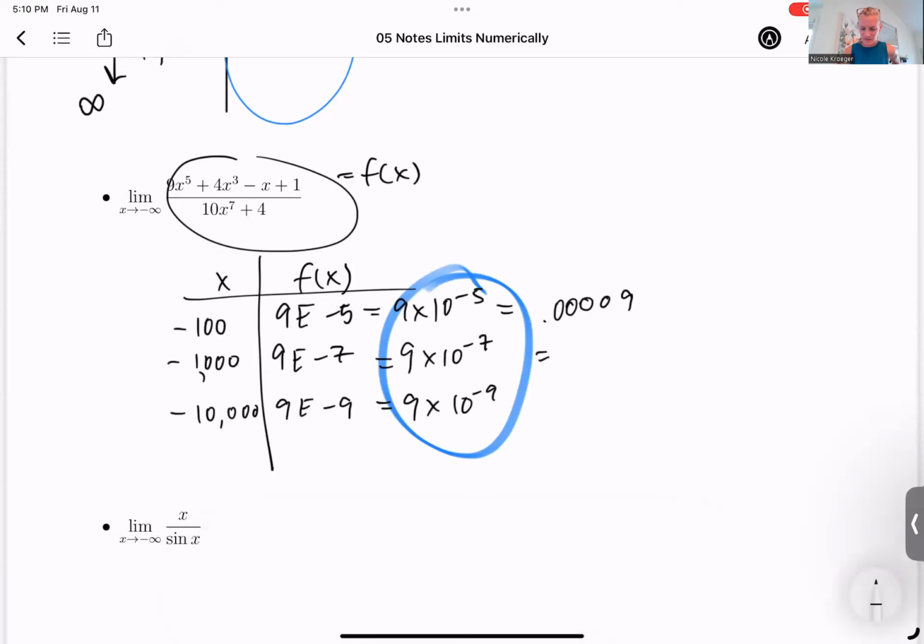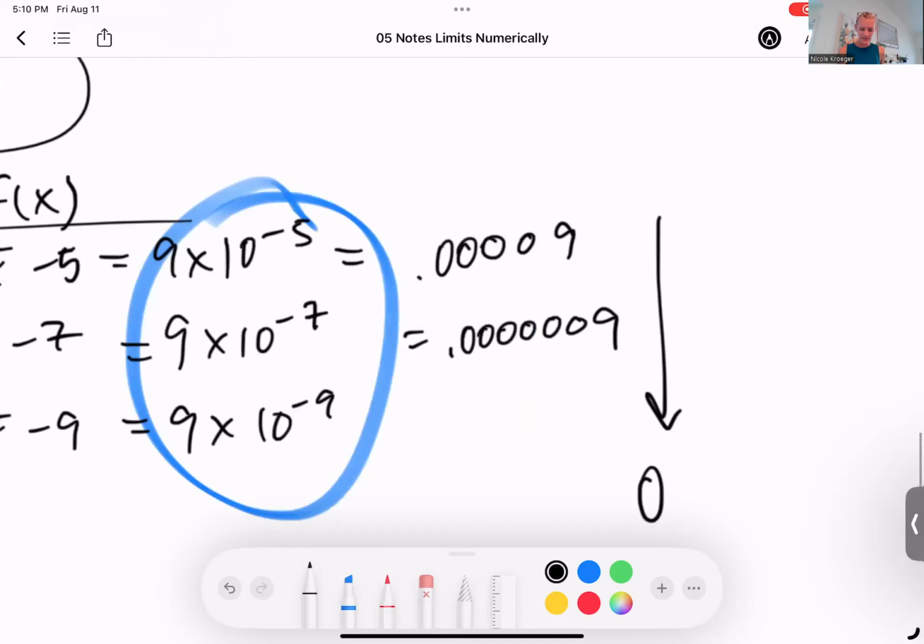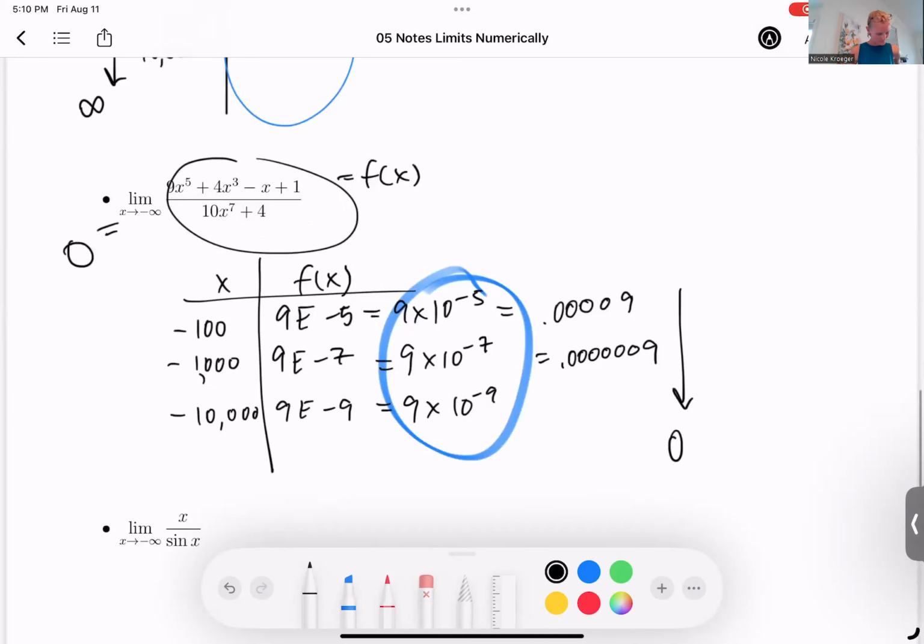So once again, this is a bunch of zeros. I'm not counting my zeros, so that might not be quite the correct number of zeros, but a bunch of zeros and a 9. These numbers are getting closer to 0. It's a bunch of zeros and then a 9, a bunch more zeros and a 9. So in this case, we would say that this limit is equal to 0.